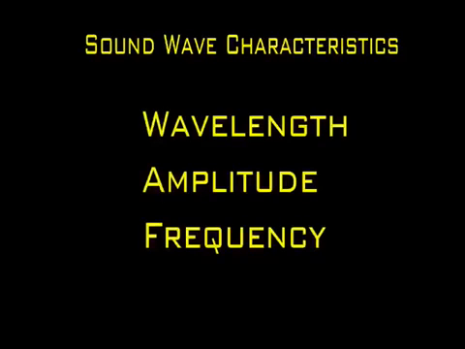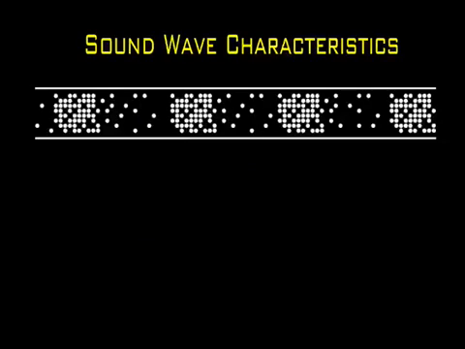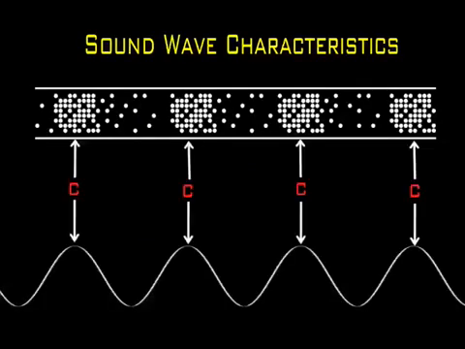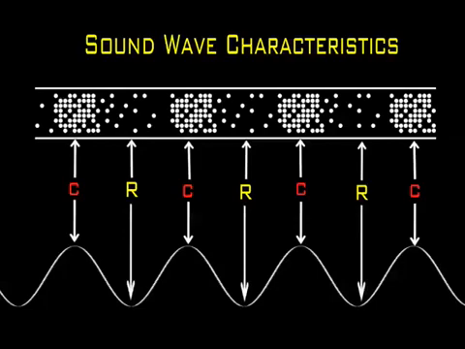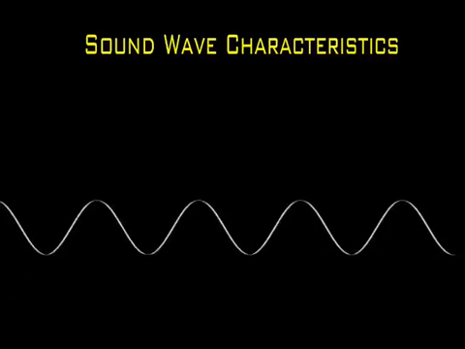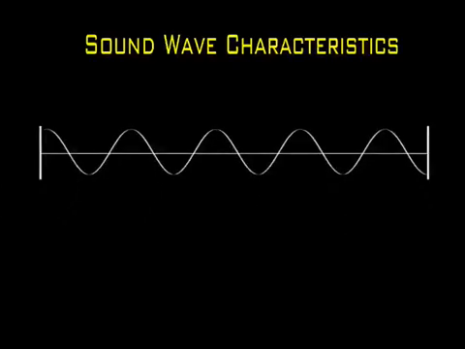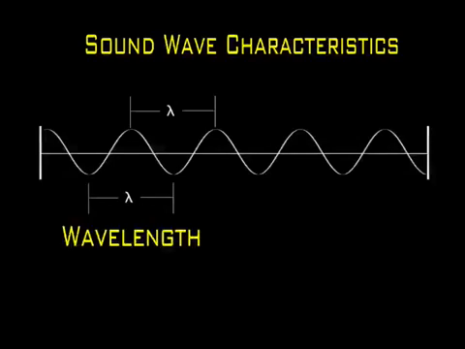I will now introduce the basic characteristics of a sound wave. We now know that the compressions are regions of high air pressure, while the rarefactions are regions of low air pressure. For this reason, the wavelength is commonly measured as the distance from one compression to the next adjacent compression.